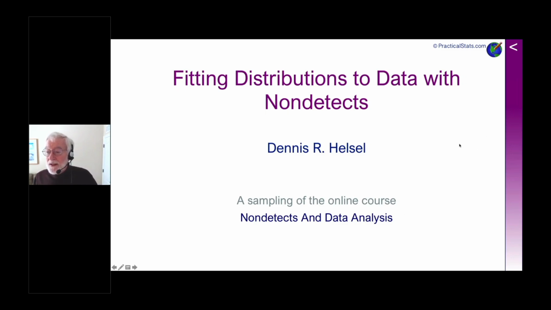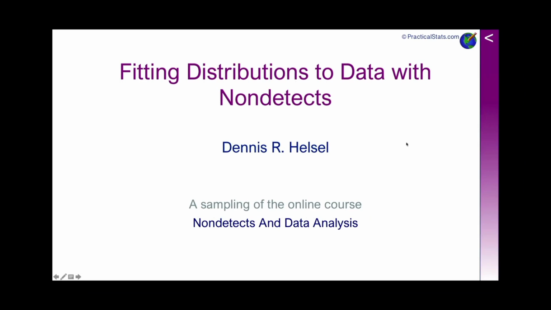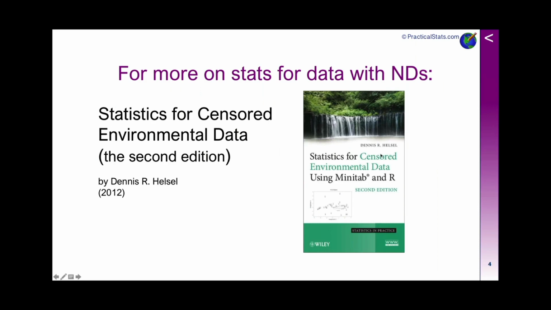I'm going to let you have a full screen of PowerPoint. So our topic is fitting distributions to data with Nondetects. I've already mentioned the book that has a lot more detail than today on handling data with Nondetects. The statistical name for data where you do not know a unique value for an observation, but you know that it's less than or greater than some threshold, like a detection limit, is called censored data. And so that's what we're talking about today, methods for censored data.